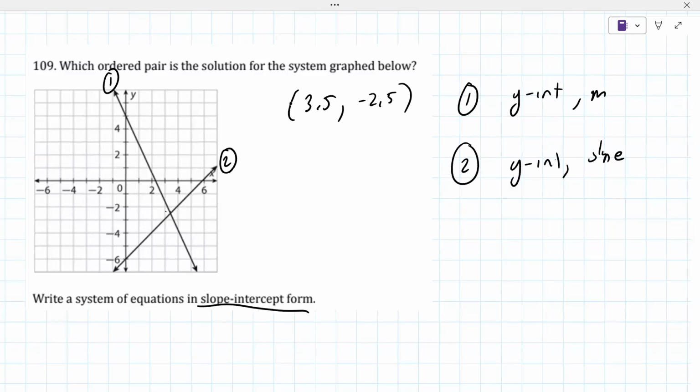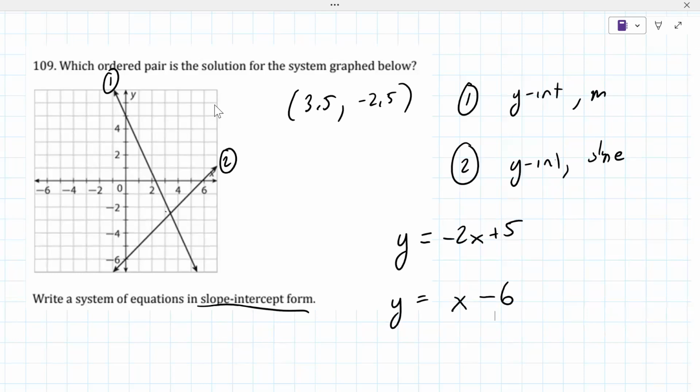So, for equation one, it'd be y equals negative 2x plus 5. And for equation number two, it would be y equals x minus 6. All right. Thing though, when you solve this, it better work out. And just kind of looking at it, I'm not sure it does.